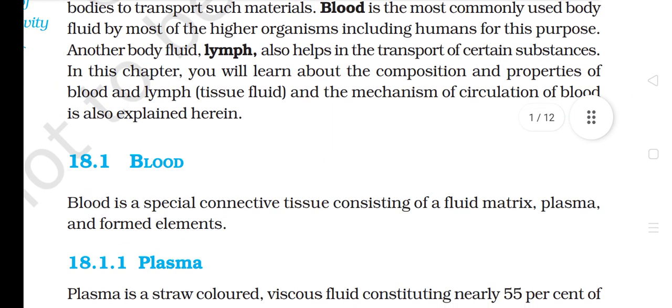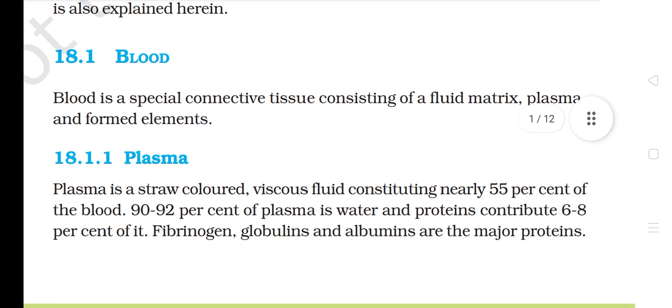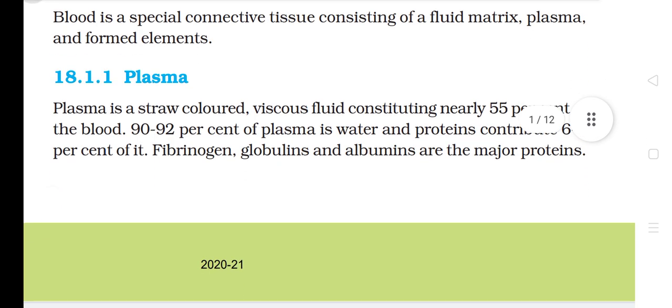In this chapter, you will learn about the composition and properties of blood and lymph (tissue fluid), and the mechanism of circulation of blood is also explained herein. 18.1 Blood. Blood is a special connective tissue consisting of a fluid matrix, plasma, and formed elements.